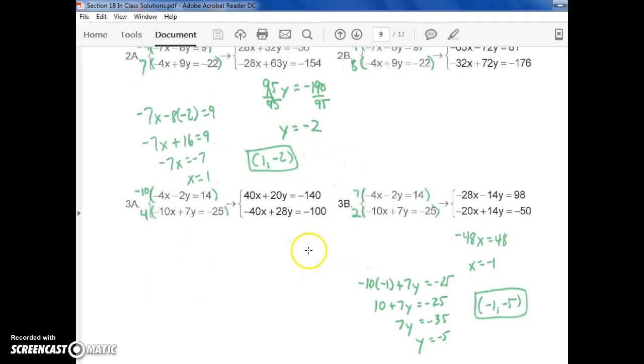We'd have 48y equals negative 248. That's a big number. I don't want to deal with that.